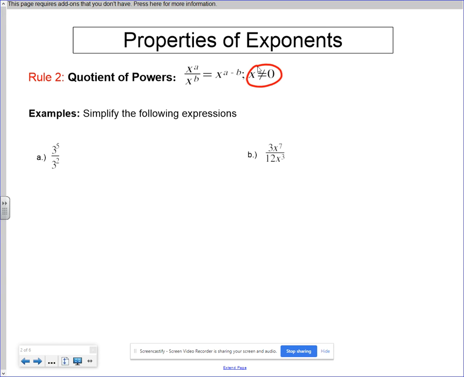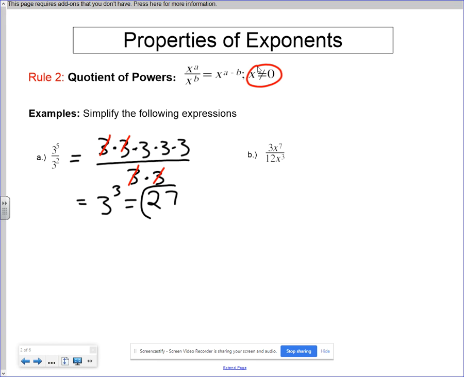So we have 3 to the fifth over 3 squared. In the past, what we could have done was write out every term here. So 3 times 3 times 3 times 3 times 3 over 3 times 3. And then we could have crossed out our like terms. So we could cross out 2 on top and 2 on bottom. So we're left with 3 cubed, which we know is equal to 27.